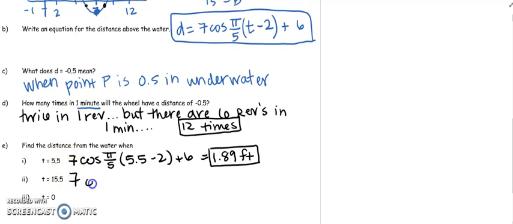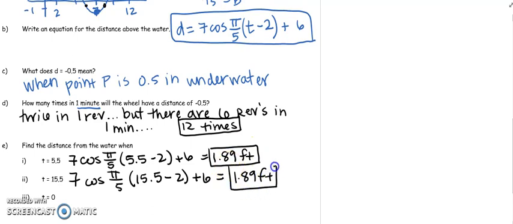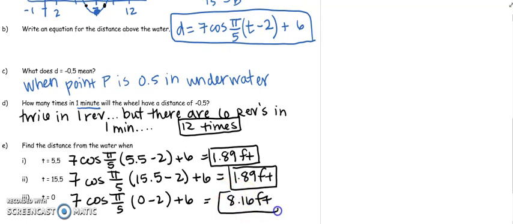Again with this one, so 7 cosine pi over 5 times 15.5 minus 2, plus 6. Once again, radian mode, and oh my goodness, you start freaking out because it's the exact same answer, but you know what? It happens. Clearly something happens multiple times here. We just talked about it in the last one. So on this one, 0 frightens people sometimes, so we like to throw a 0 at you, but still, radian mode, type it into the calculator, this is what you get. All right, there it is.